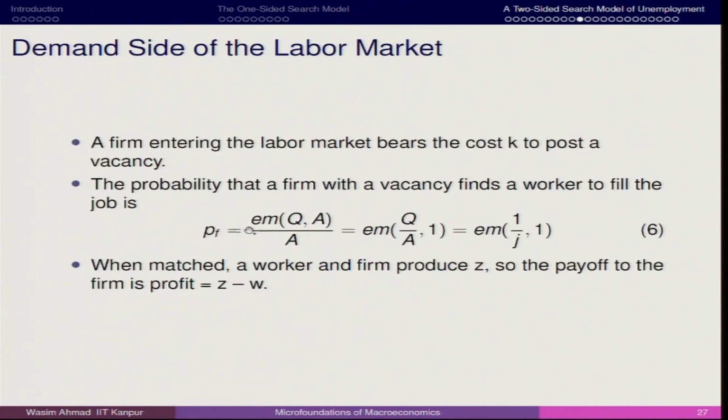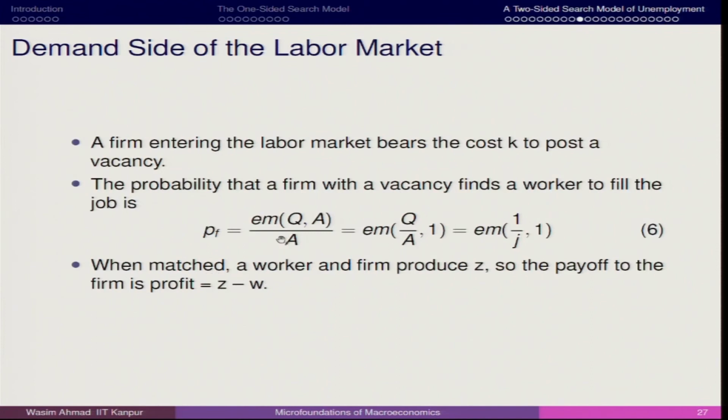So, P f is equal to E m q A upon A. And if we just go for solution, Q upon A is equal to 1, which is nothing but E m 1 upon j is equal to 1. So, this becomes the reciprocal of this, 1 upon j. When the worker is matched, a worker and a firm produce output Z, right. So, this is what happens when matching happens, and the payoff to the profit is nothing but how much the worker has produced minus how much it has got as a wage. So, this is the difference that we see.